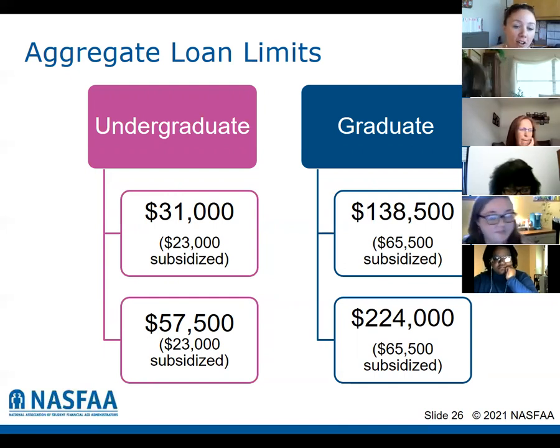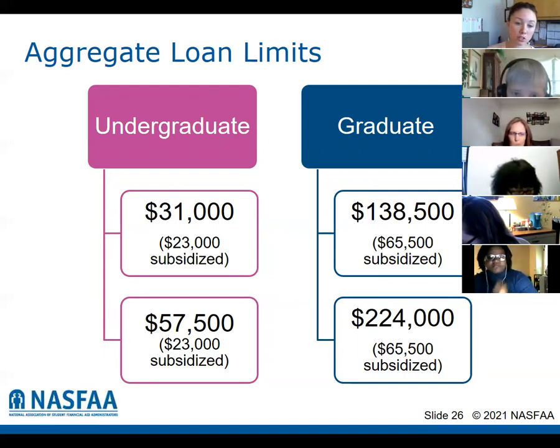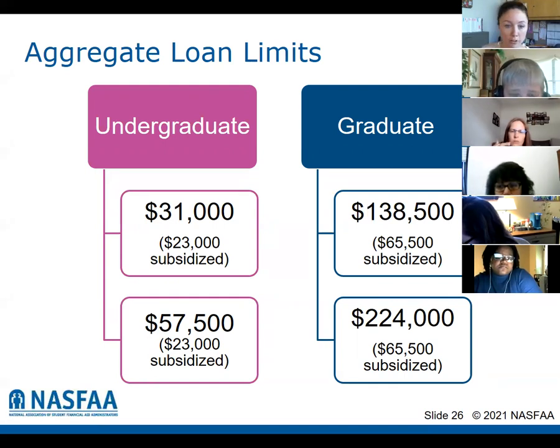Great. So aggregate loan limits, here we go, just a recap. This is not something you have to commit to memory, but it is good to have a good understanding of the loan limits. Aggregate just means the total amount of loans the student is going to take through their entire life. We also sometimes call it lifetime limit, aggregate or lifetime limit, it just depends on what you're reading.